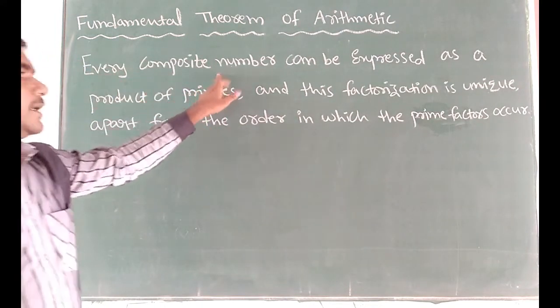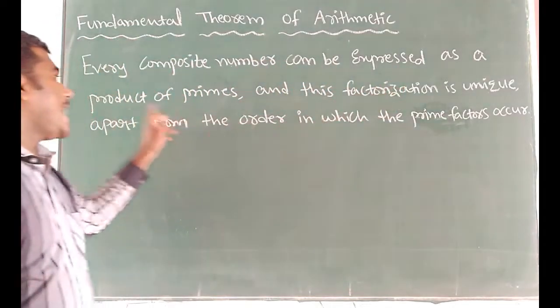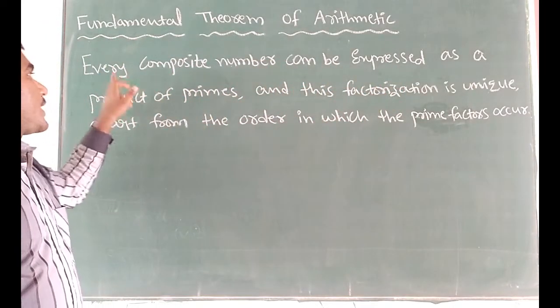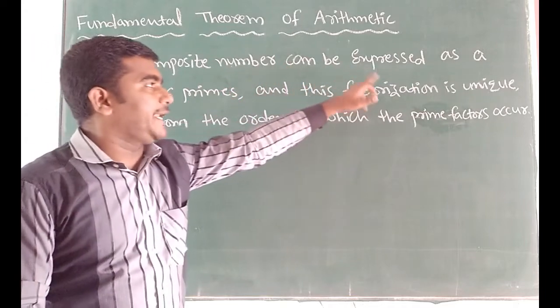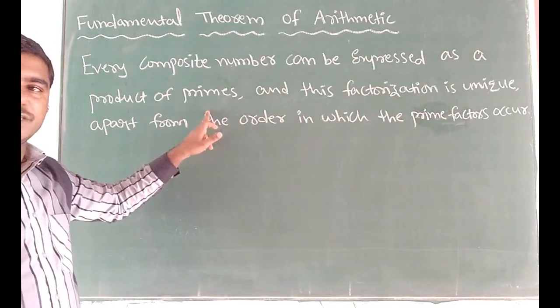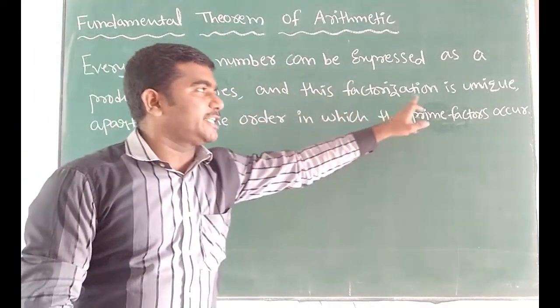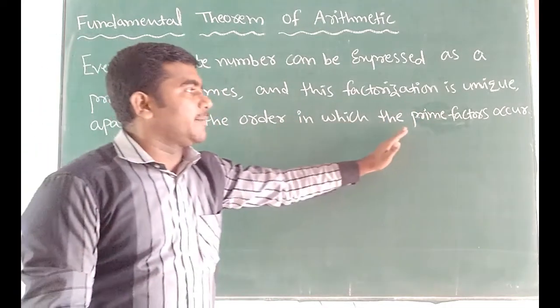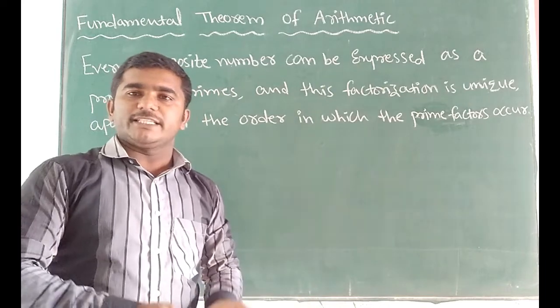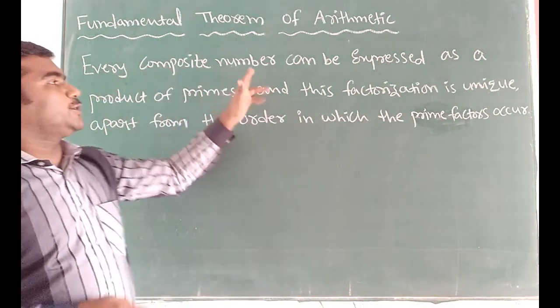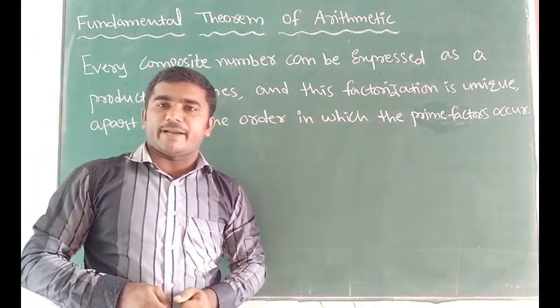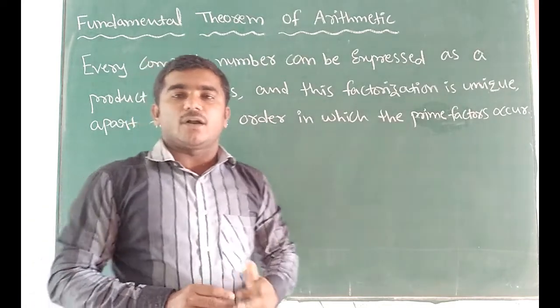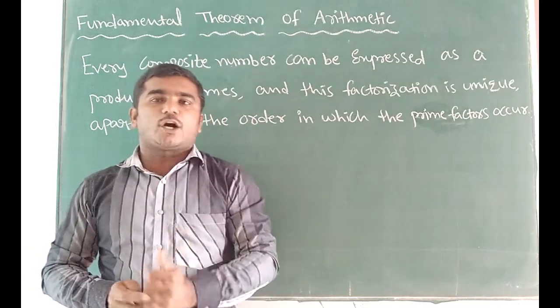Every composite number can be expressed as a product of primes, and this factorization is unique apart from the order in which the prime factors occur. What is the meaning of this? Every composite number can be expressed as a product of prime numbers. So you can take any composite number. Already you know what prime numbers and composite numbers are.